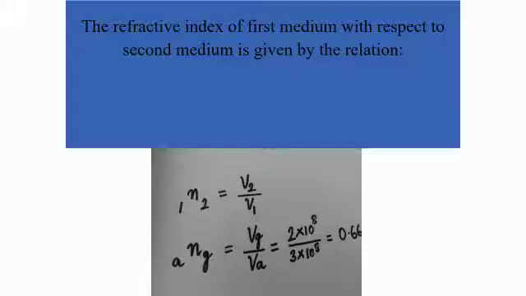So with this we come to know what the refractive index of air is and that of glass is with respect to each other, and we even come to know that how the refractive index of rarer medium is less and that of denser medium is more.